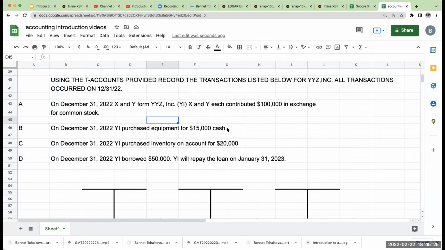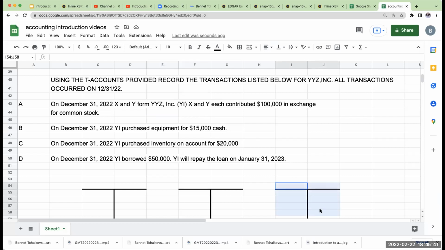So using the T accounts provided, record the transactions listed below for YYZ. All transactions occurred on December 31st. So let's go back over here. On December 31st, X and Y form YYZ, and they each contribute $100,000 in exchange for common stock.